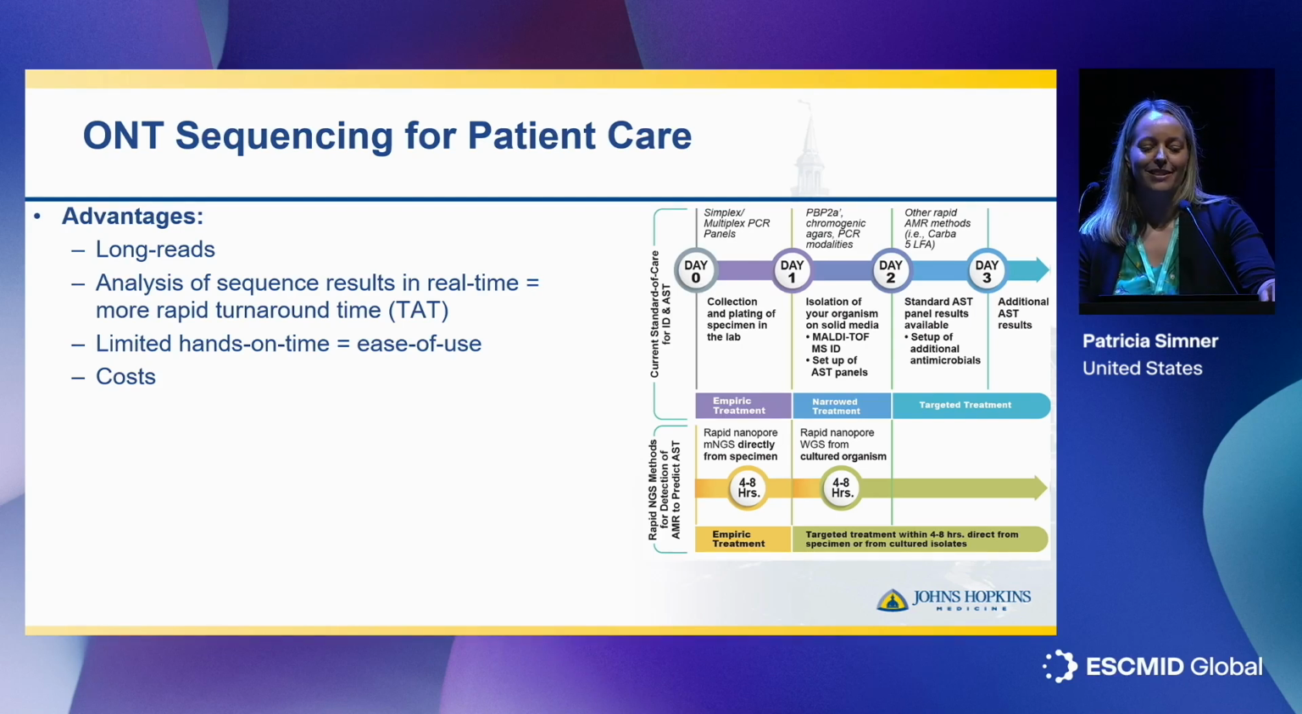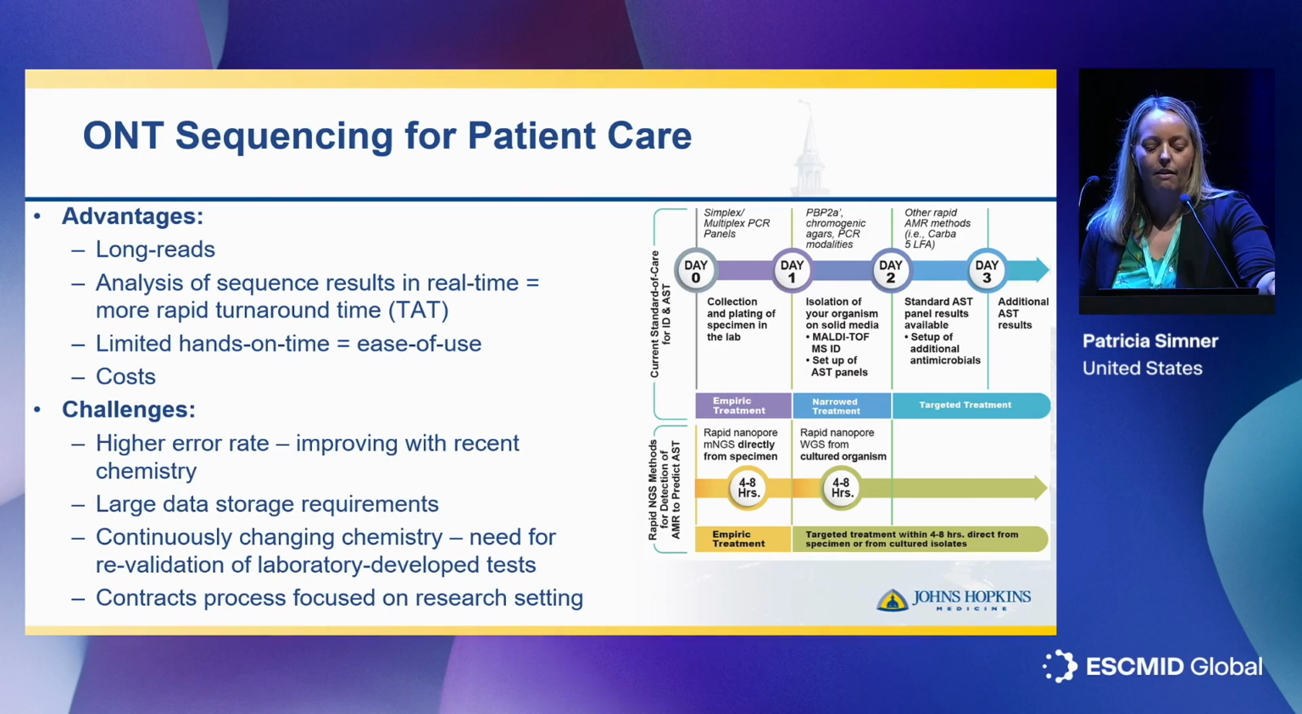So as highlighted by Justin, there are many advantages to nanopore sequencing for patient care. The long reads allow for better coverage of a region or a gene of interest like 16S rRNA, and better complete whole genome sequencing for genomic analysis. We get better turnaround times due to the real-time sequencing capabilities. There's limited hands-on time due to the simplified library preparation method, so there's ease of use in the clinical microbiology laboratory, and we're starting to see increased automation, which is exciting. And then we also see some benefits in terms of costs, which I'll show you in one of our studies.